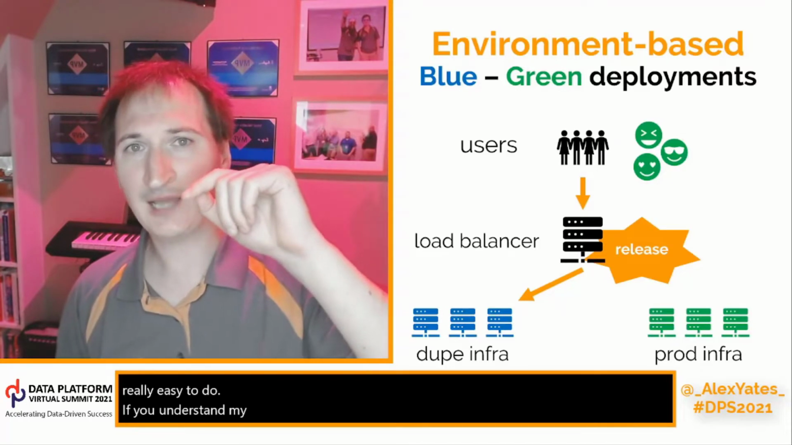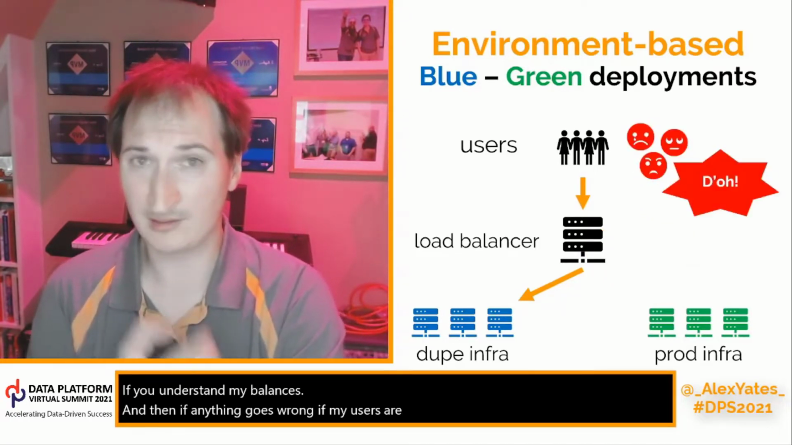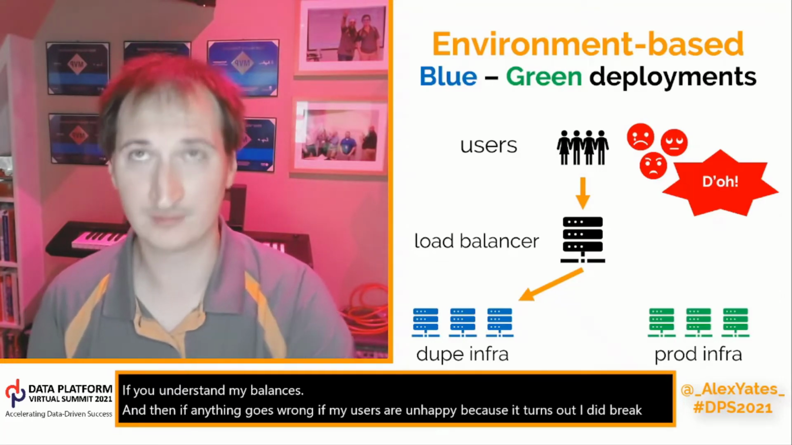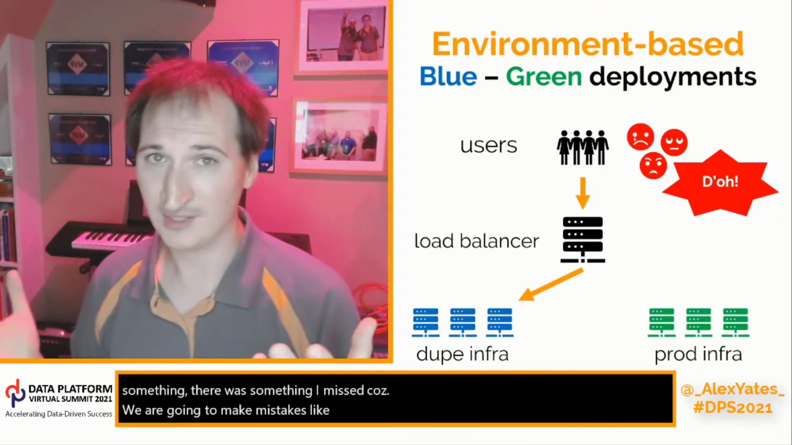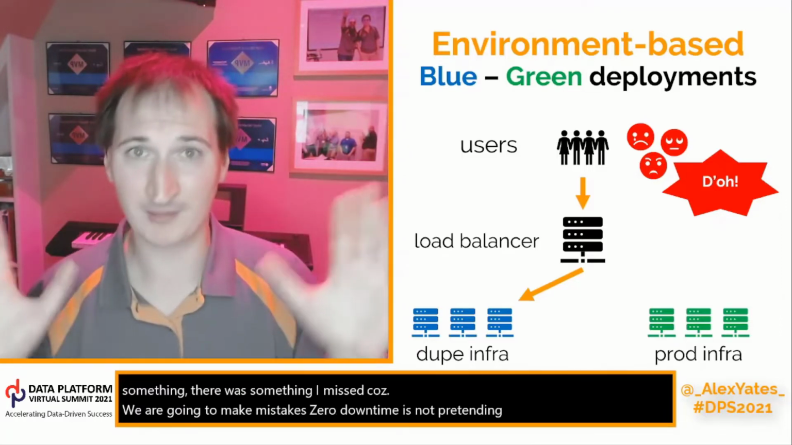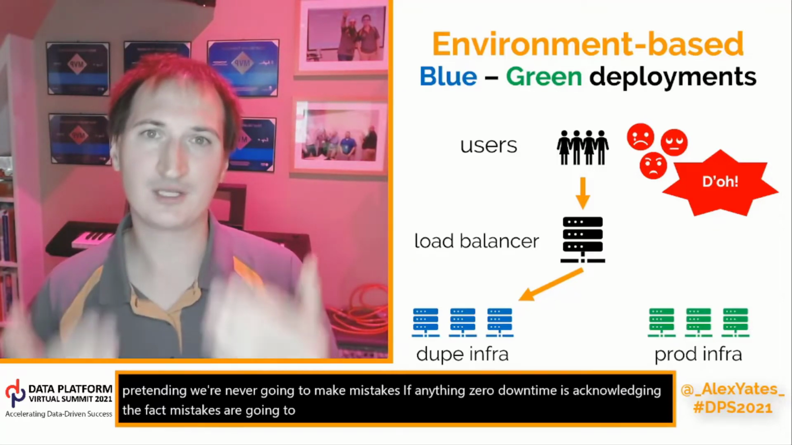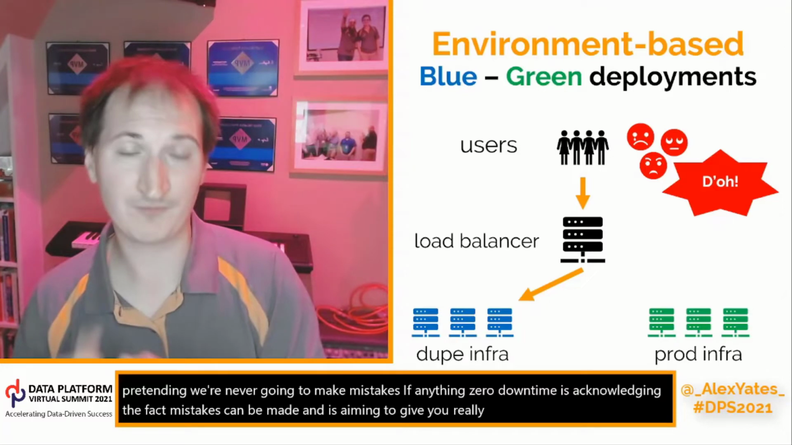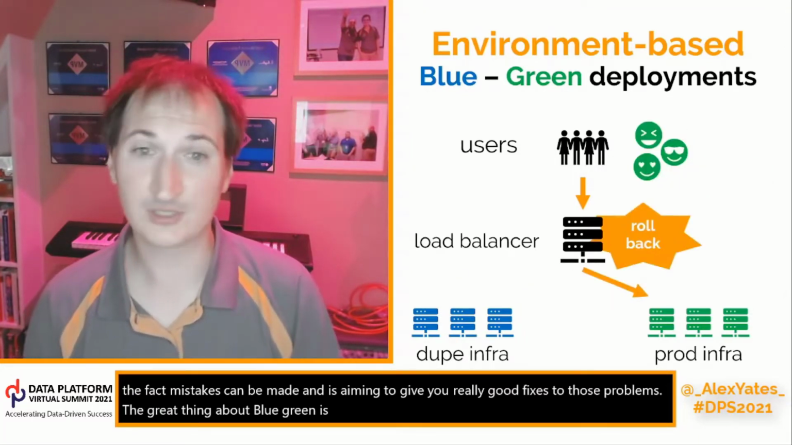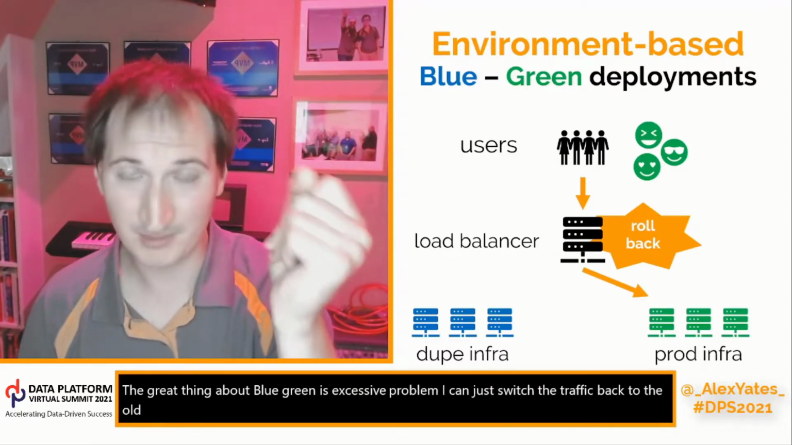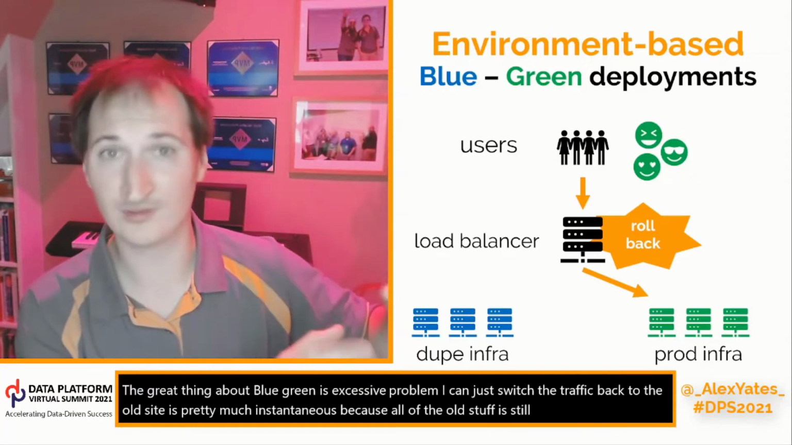And then if anything goes wrong, if my users are unhappy because it turns out I did break something, there was something I missed, because we are going to make mistakes. Zero downtime is not pretending we're never going to make mistakes. If anything, zero downtime is acknowledging the fact mistakes are going to be made, and it's aiming to give you really good fixes to those problems. The great thing about blue-green is if there's a problem, I can just switch the traffic back to the old site. It's pretty much instantaneous because all of the old stuff is still there. It's still ready to go as soon as it's needed.